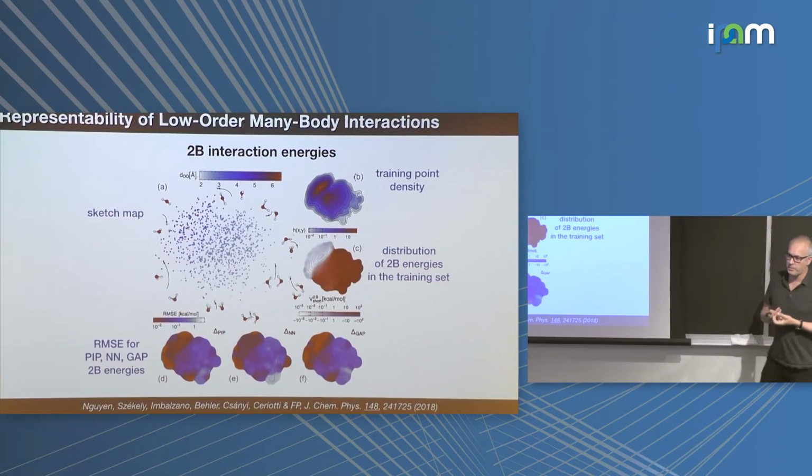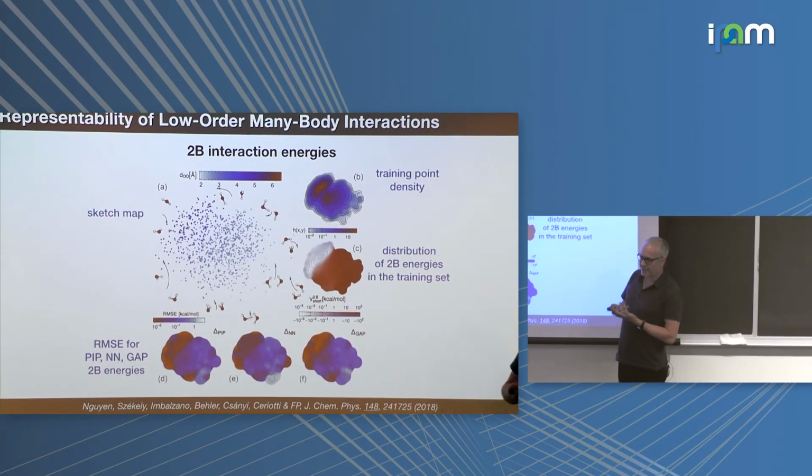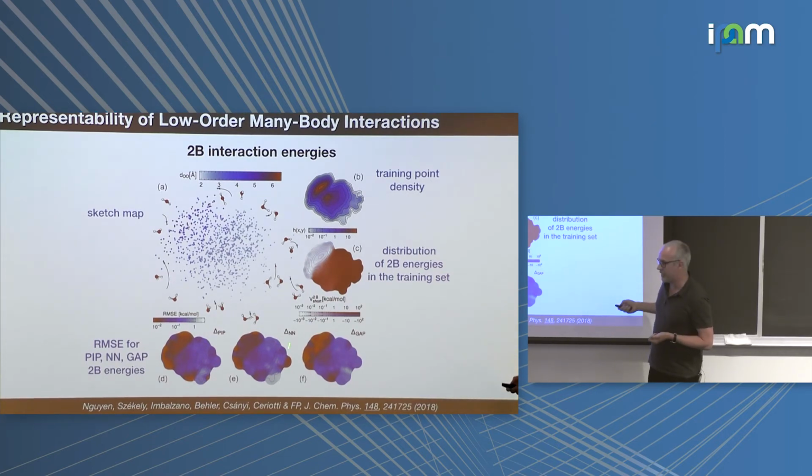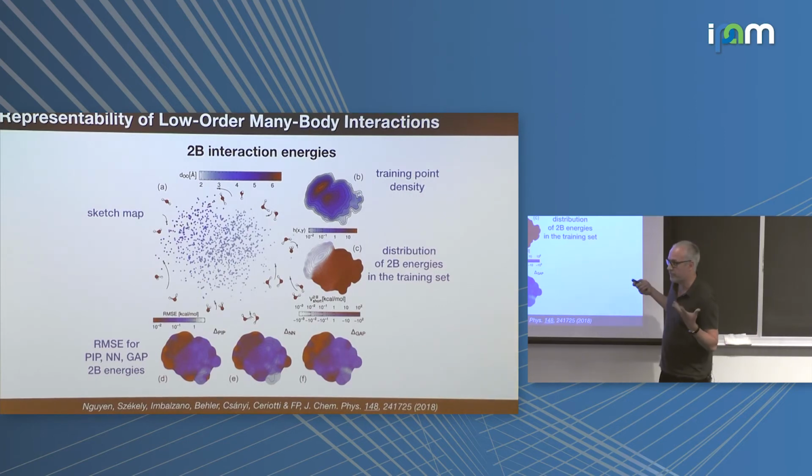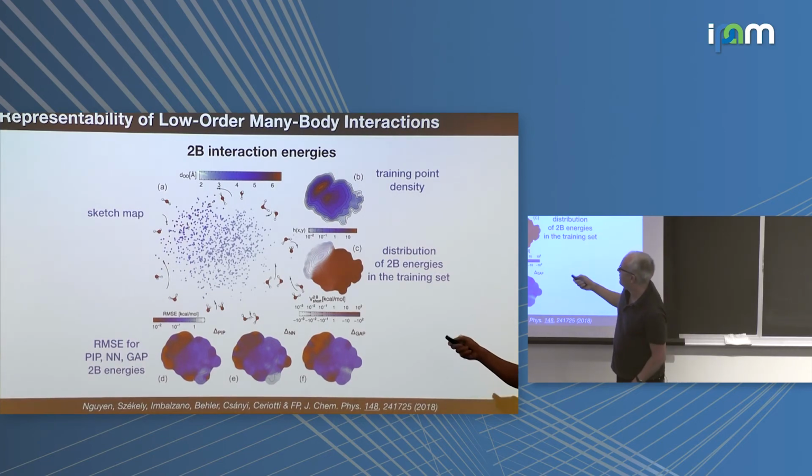So now what is the problem? The problem is that we don't know how to build these training sets. This is an after-the-fact analysis that we did with Michele Ceriotti, Gabor Csányi, and Jörg Behler to understand how our training set was looking for the water dimer. And so here are the distances. So this map is a sketch map by Michele.